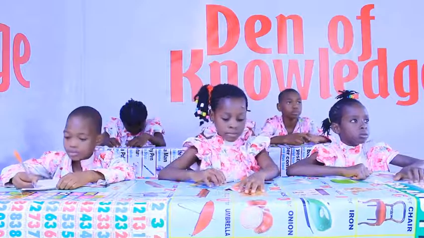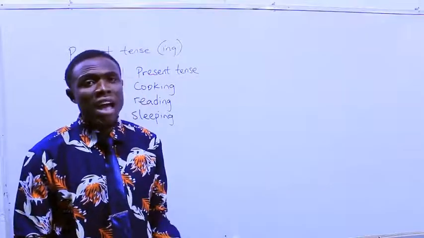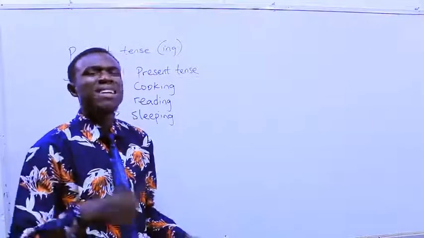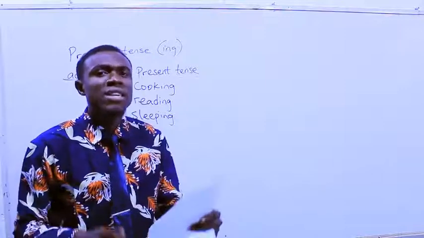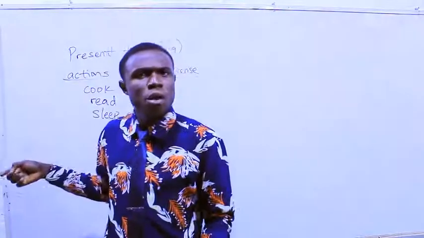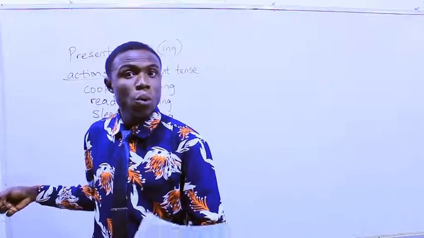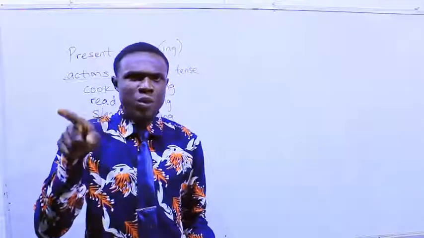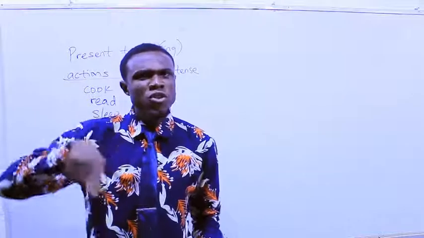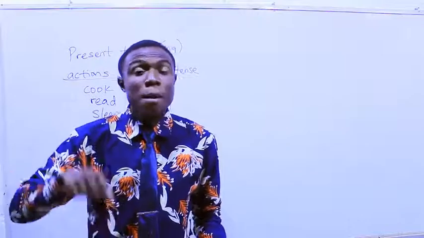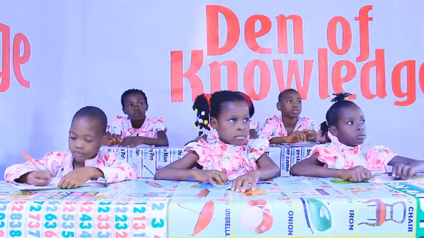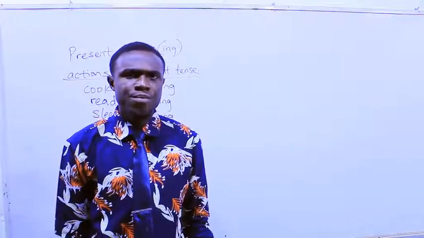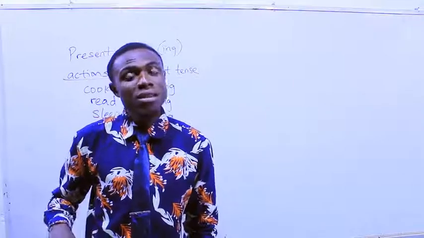Now, let's look at the past tense. Remember, I told you present tense and past tense. What is past tense? Past tense are those actions we did before. Before now, you were doing something. That action you did before now, we call it past tense because you are no longer doing such an action. So we call it what? Past tense.